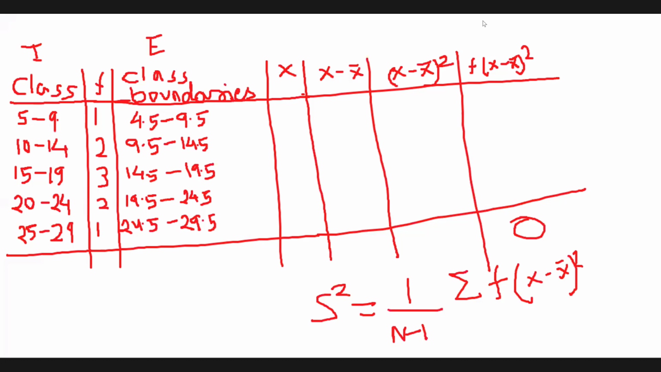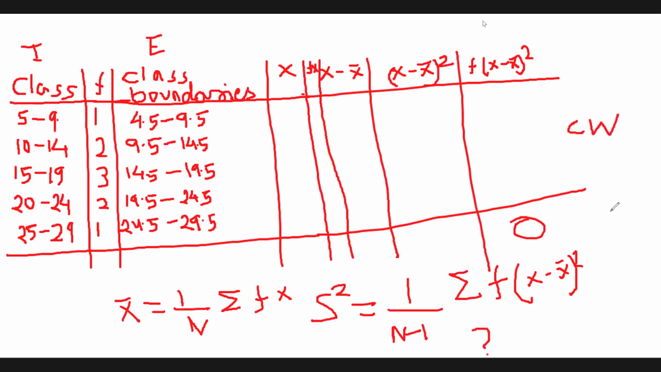Okay, now calculate all these values. First of all, calculate the value of x bar. You know x bar equals 1 by n summation fx. So here you need fx also. Now find the value of each and every step, and finally calculate this s square. This one is a class activity for you right now. Time 10 minutes. Okay, now start.